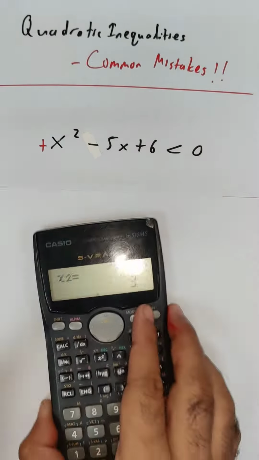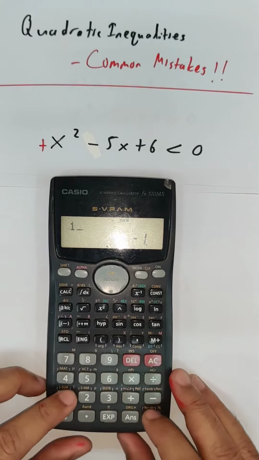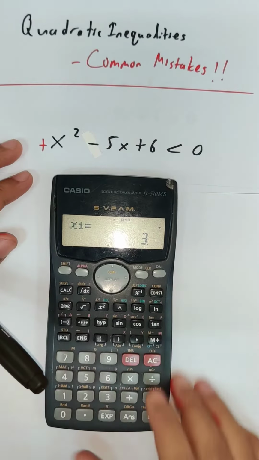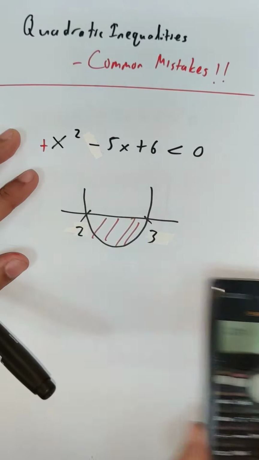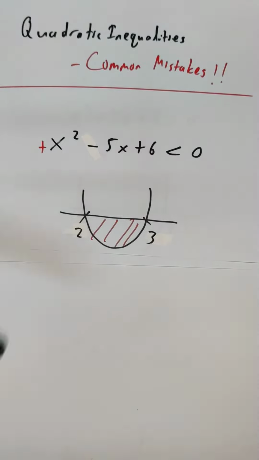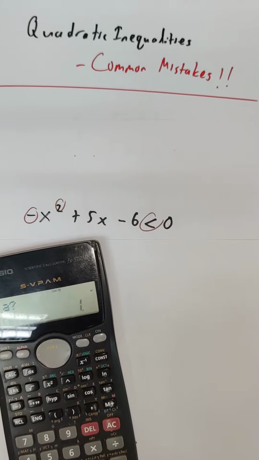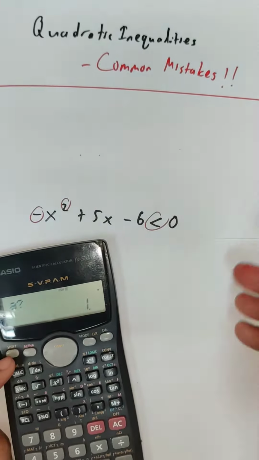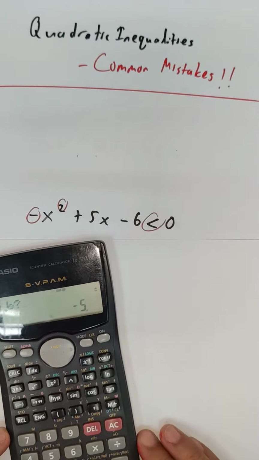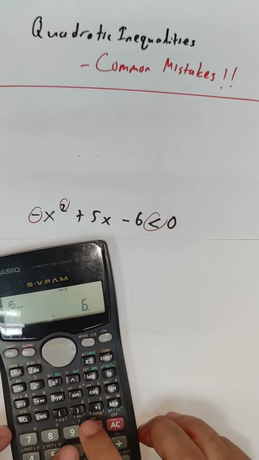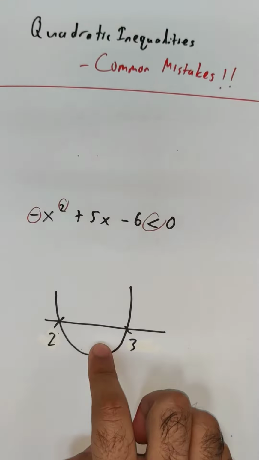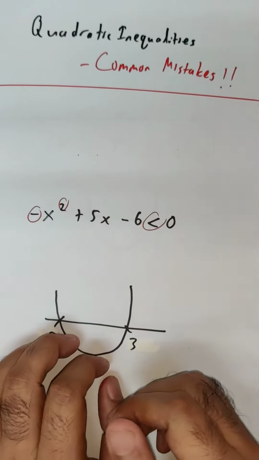Most students just straight away press their calculator, such as 1, -5 and 6, and you get 3 and 2. After that, you just draw the graph, a smiling graph, and then you get the answers there. But the problem is when you get a negative quadratic inequality where there's a negative at your x squared. You press it and you get the same thing, 2 and 3, and students straight away do that. Now, here's the problem.